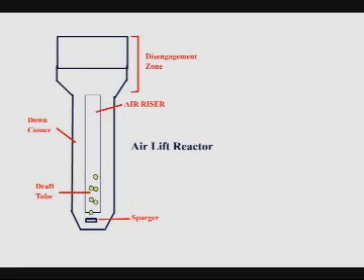Air riser and downcomers. An airlift reactor is divided into three regions: the air riser, downcomer, and disengagement zone. The region in which bubbles are sparse is called the air riser. The air riser may be on the inside or outside of the draft tube. The latter design is preferred for large scale fermenters as it provides better heat transfer efficiencies.